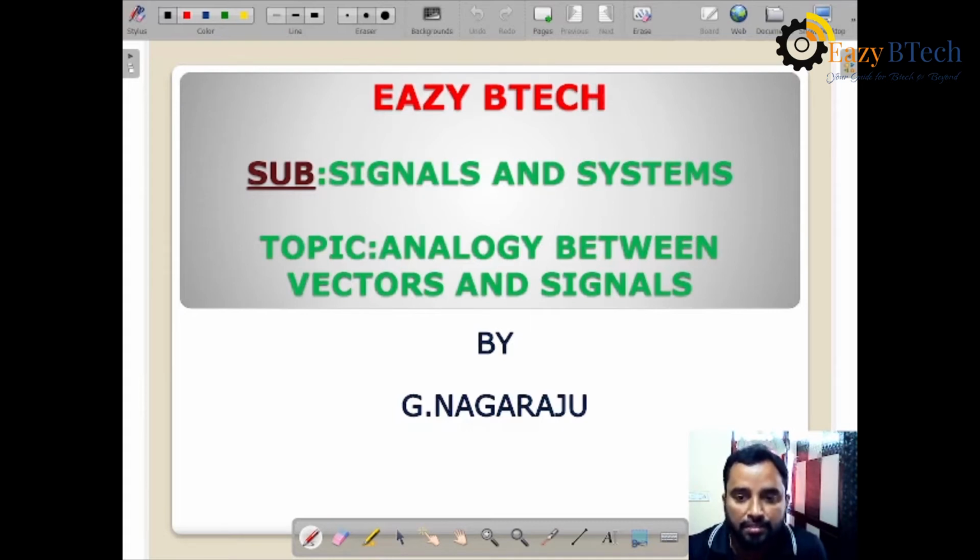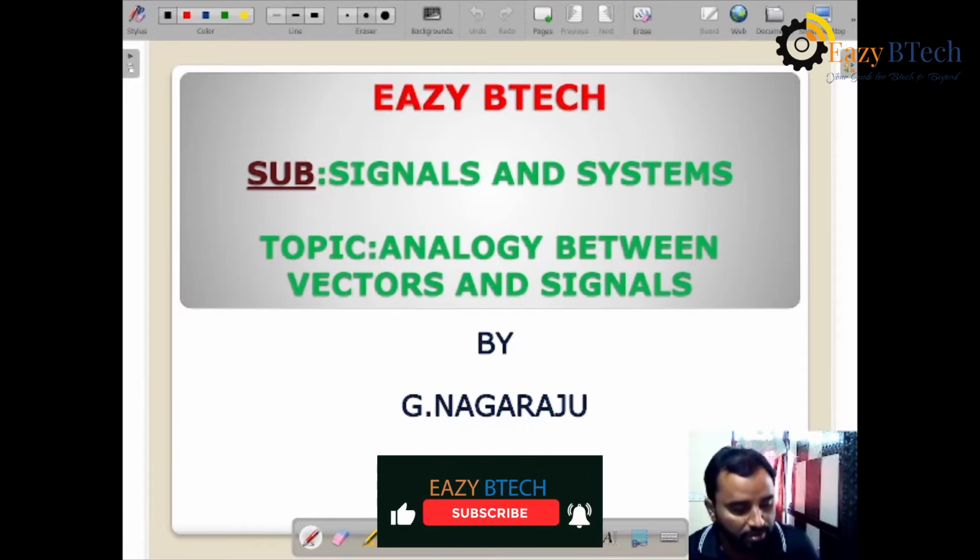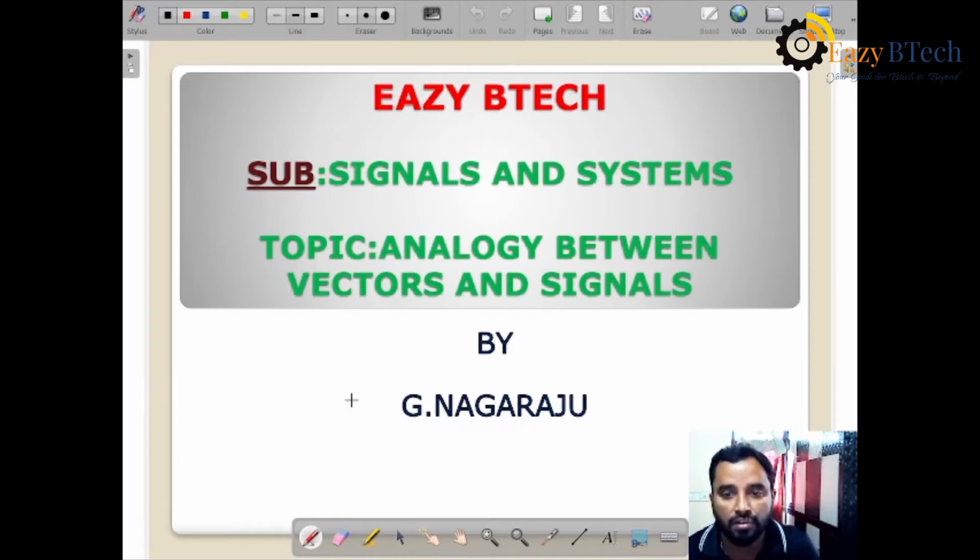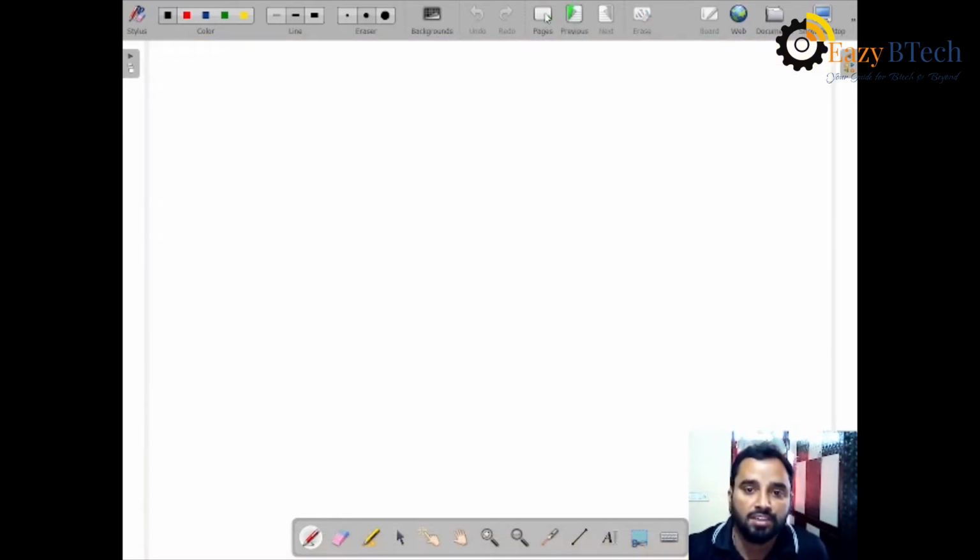Today's topic is analogy between vectors and signals. Let's start this topic, analogy between vectors and signals, which is a very important topic for JNTU examination. So we discuss now what this topic is. First of all, we will see what a vector is and examples of vectors.